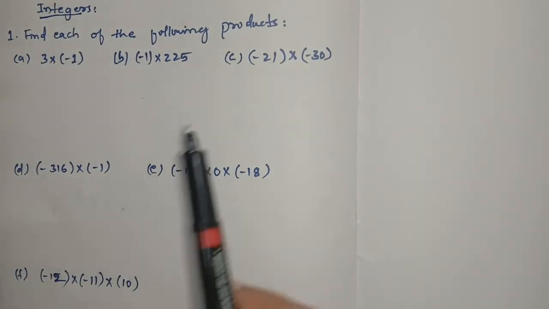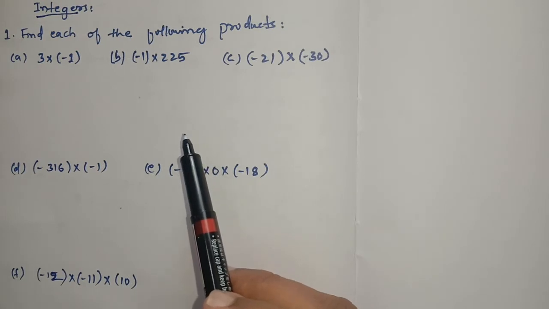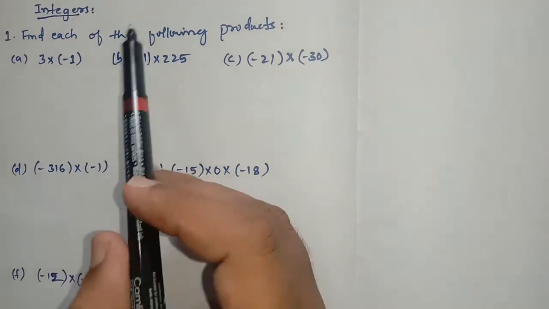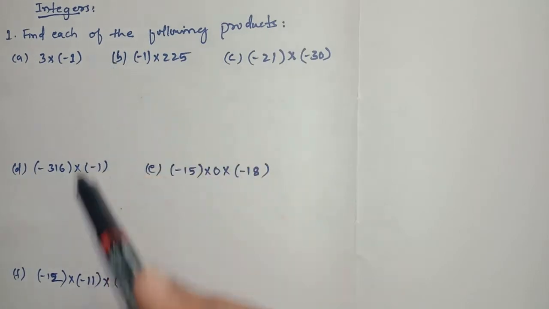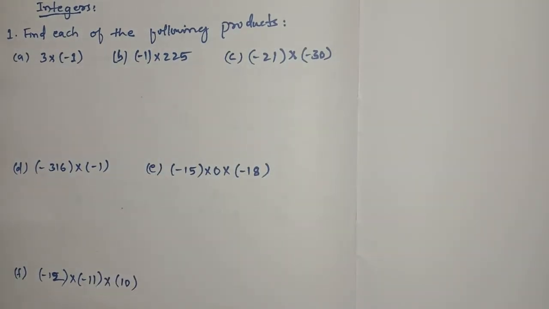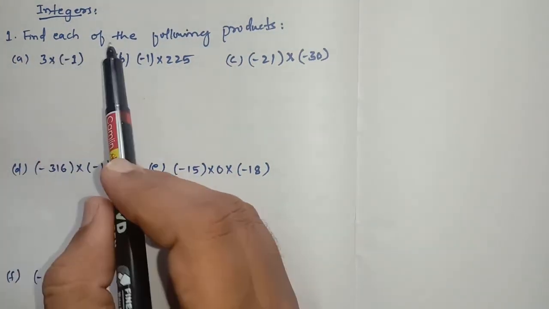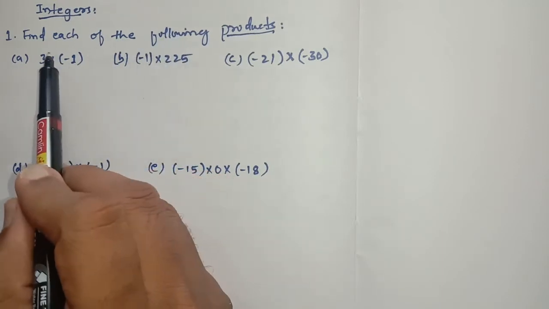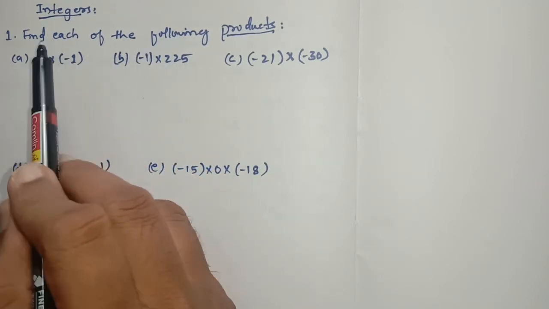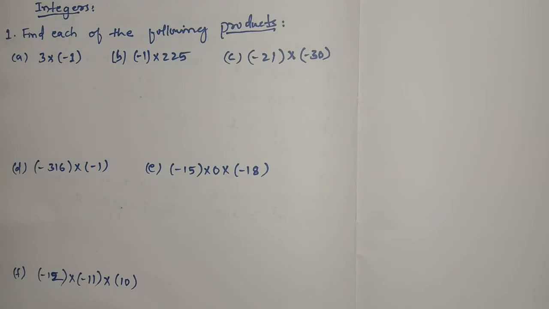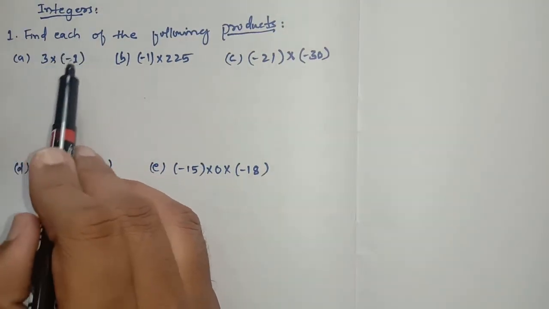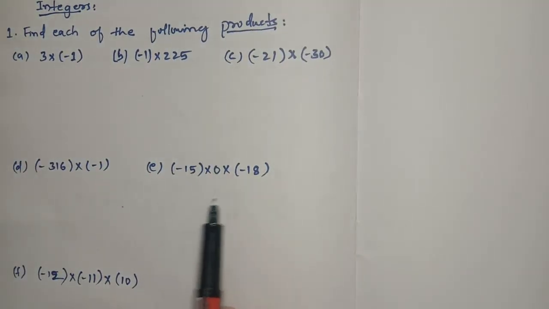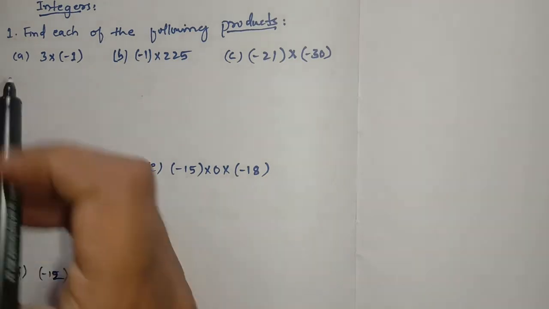In this class we'll see one question, and under that question I have 6 questions we have to solve today. Let's start. The question is, find each of the following products. Products means we have to multiply these two numbers. We have to find the product of two numbers as well as product of three numbers. Okay, let's start one by one.